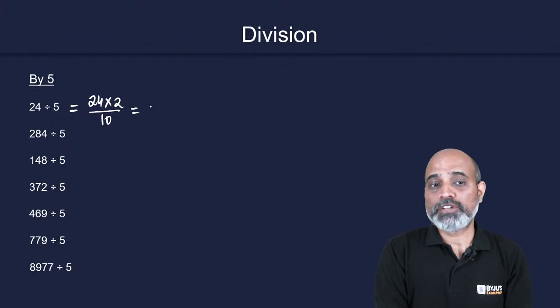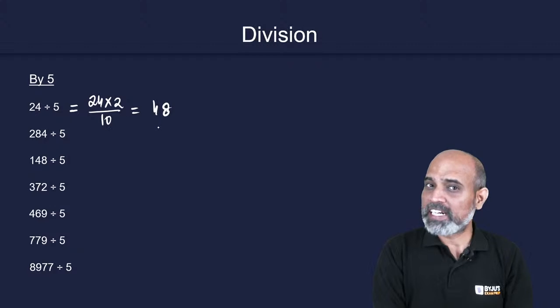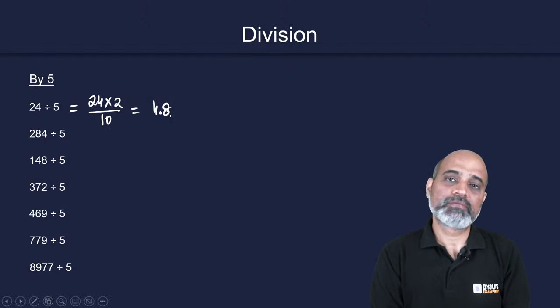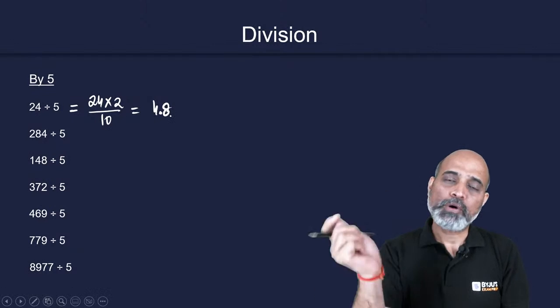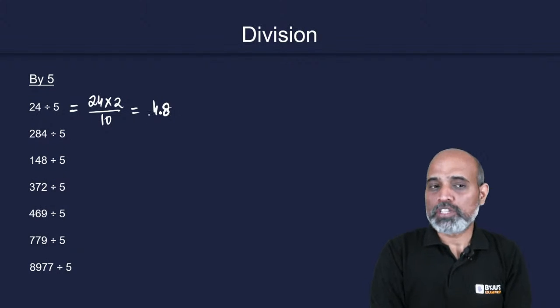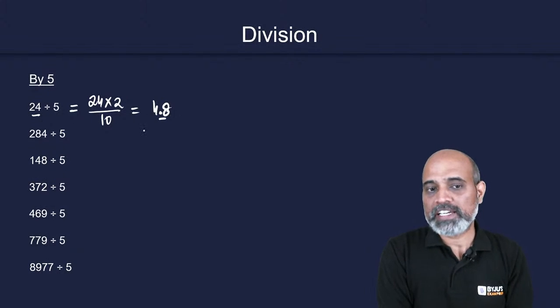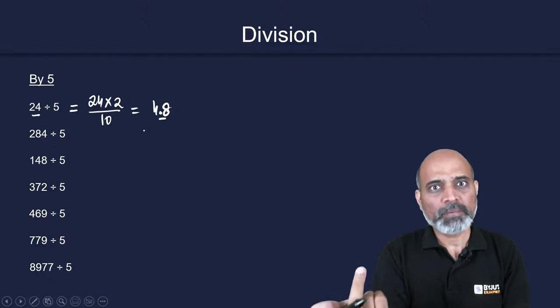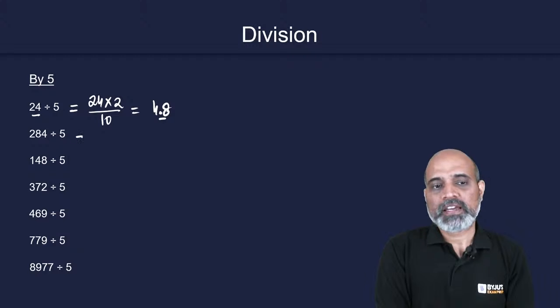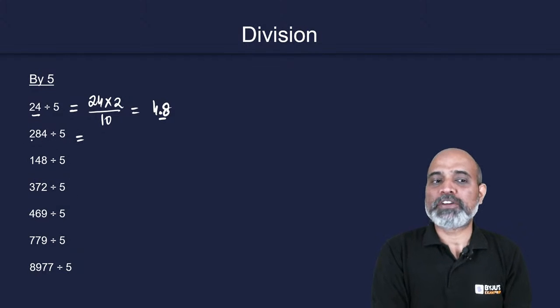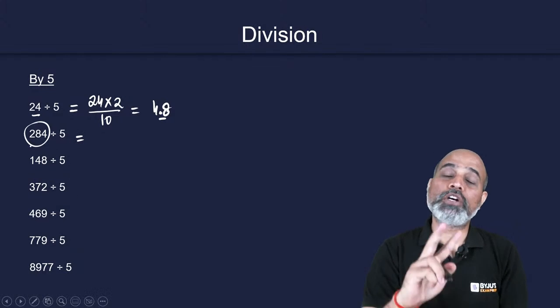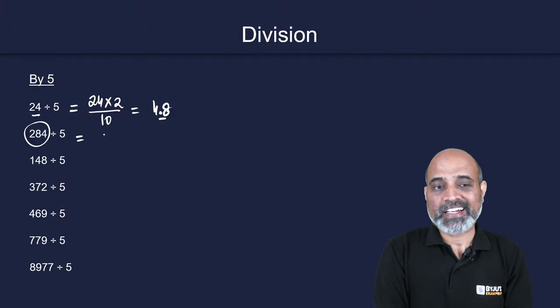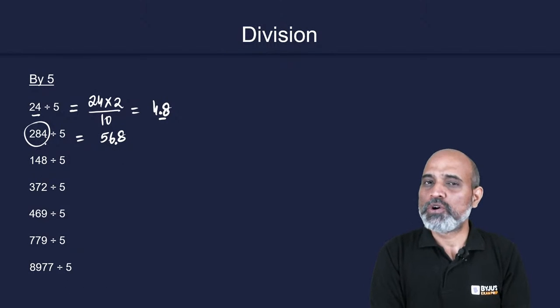So 24 into 2 is 48. Because of that division by 10, you are going to put a point. Put a point. So if I ignore the point, you will see 24 or 48 either. If you ignore the decimal point, 24, 48. Why is that so? Double has happened. Okay. Next one, 284 divided by 5 means double 284. So double of 28 is 56, double of 4 is 8. Put a point here. See, no division by 5.